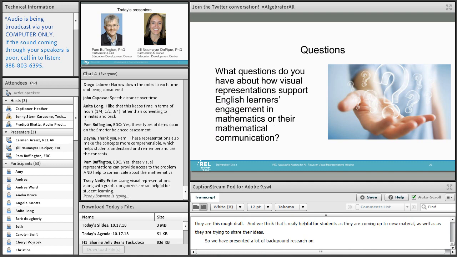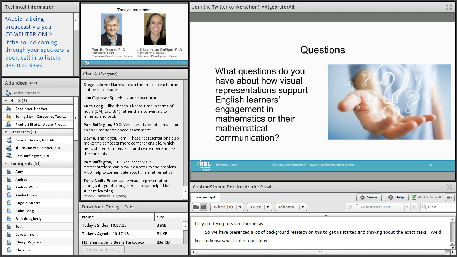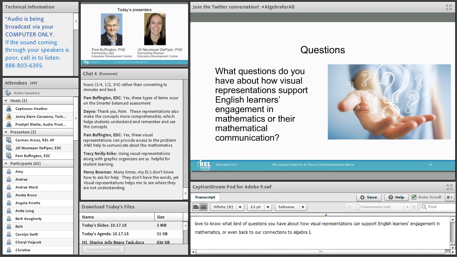So we've presented a lot of background research on this to get us started in thinking about the exact tasks. And we'd love to know what kind of questions you have about how visual representations can support English learners' engagement in mathematics, or even back to our connections to Algebra 1.